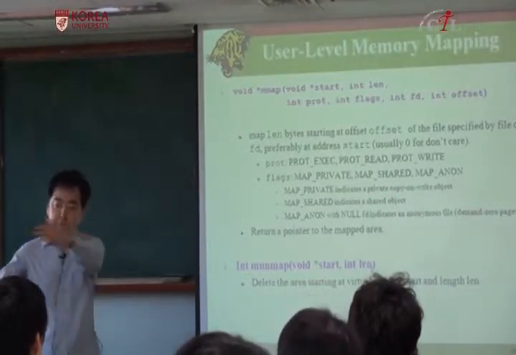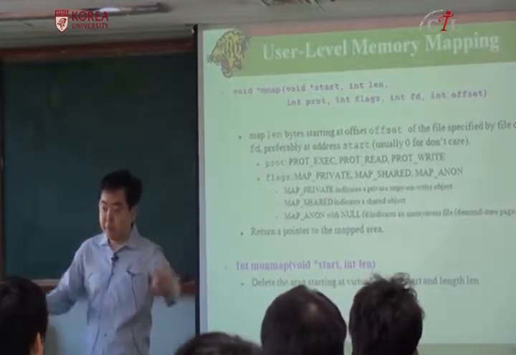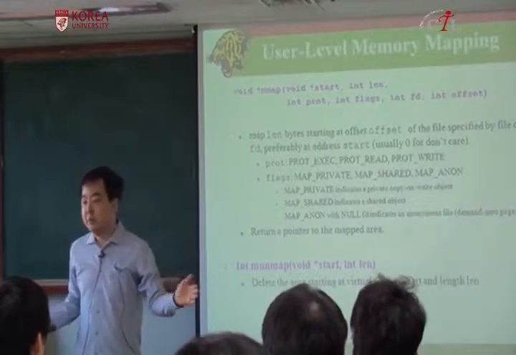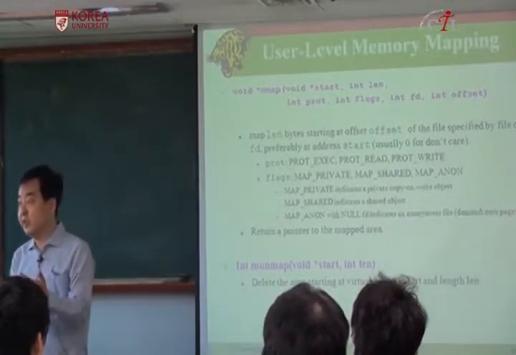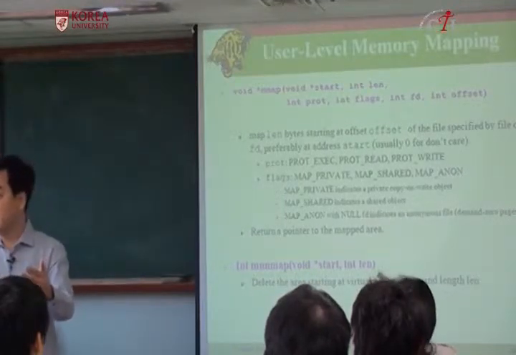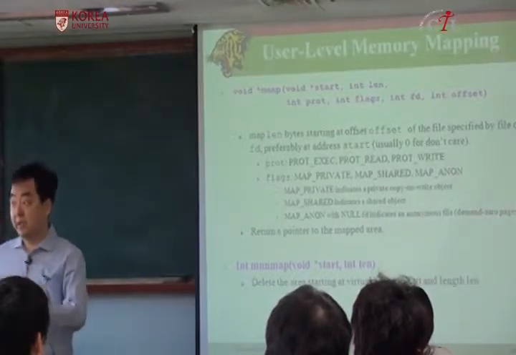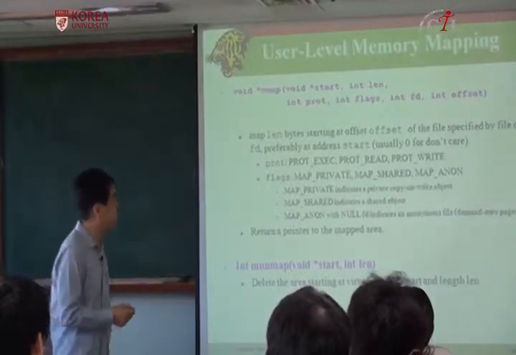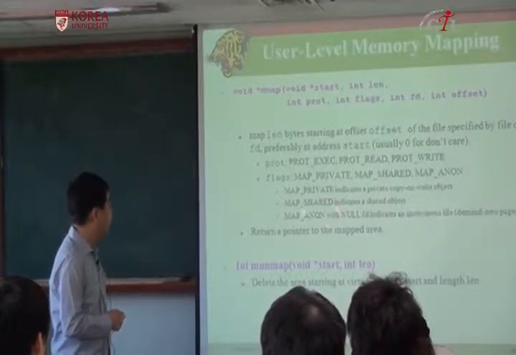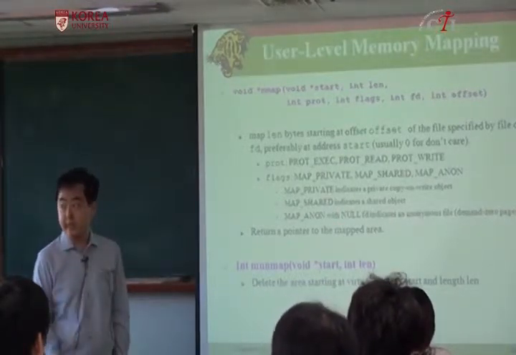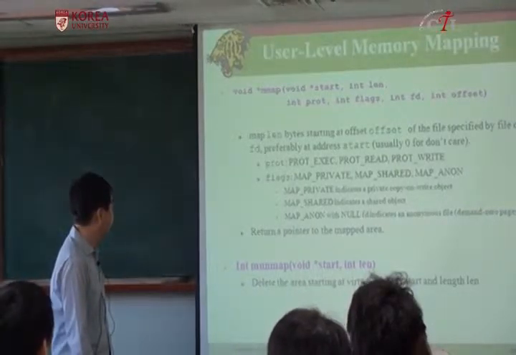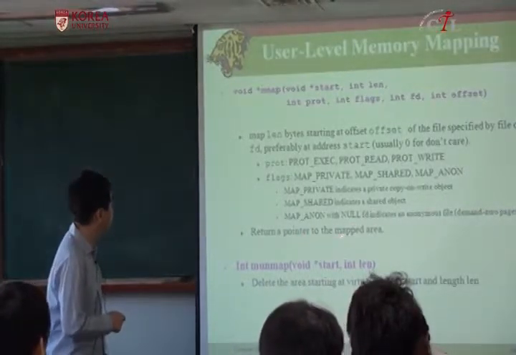Private means a private copy-on-write object. Both processes are mapped to the same file, but if you declare it as private and you only read, it's the same as shared. But if you want to do a write, you have to write in a private space, because you don't want to disturb other people. So this is called a private object. We'll see some figure examples. And anonymous means demand zero pages. And it returns a pointer to the mapped area.